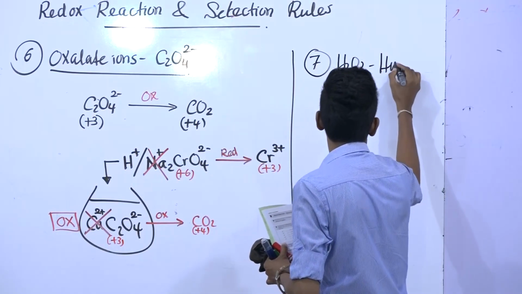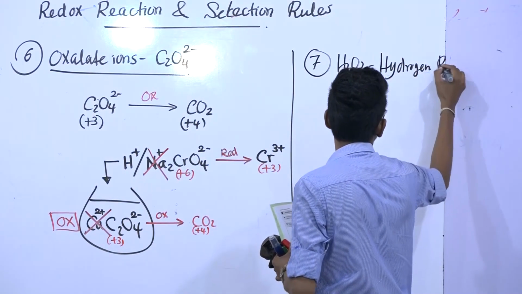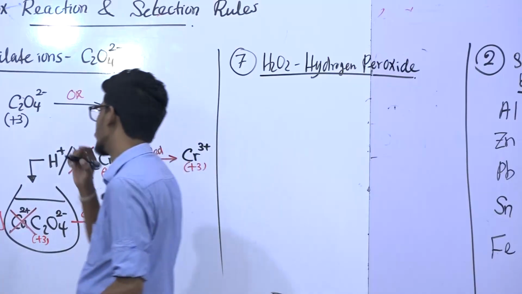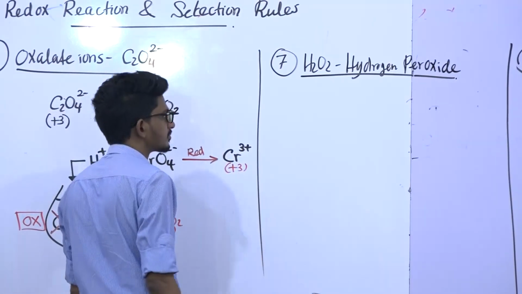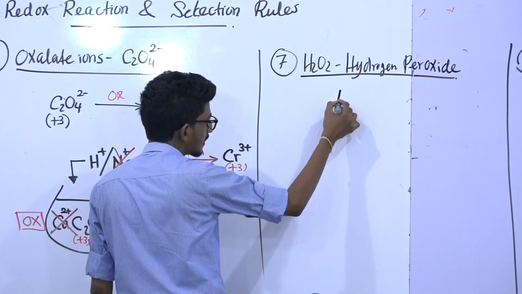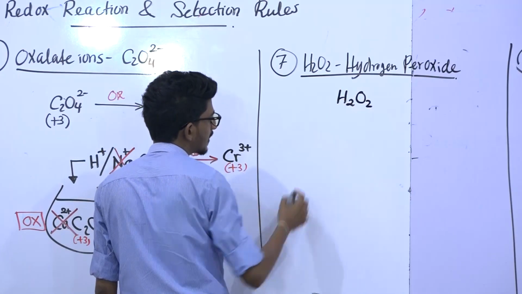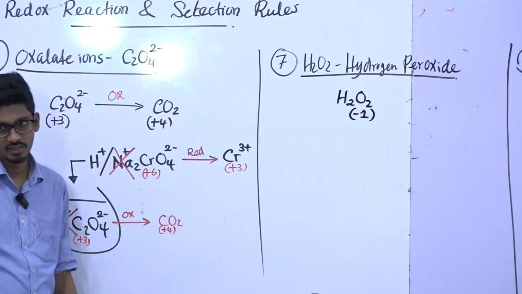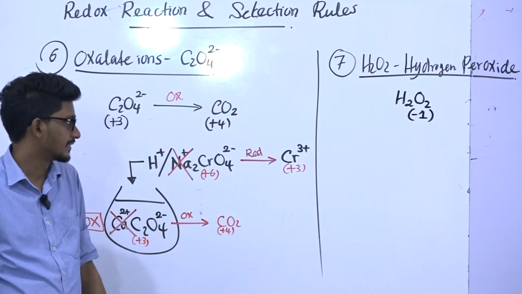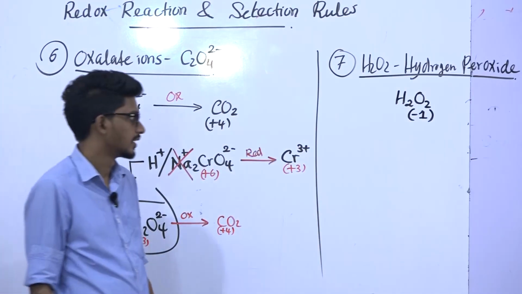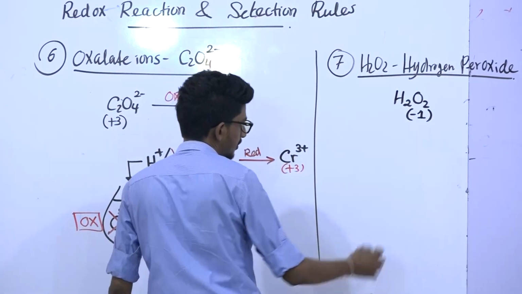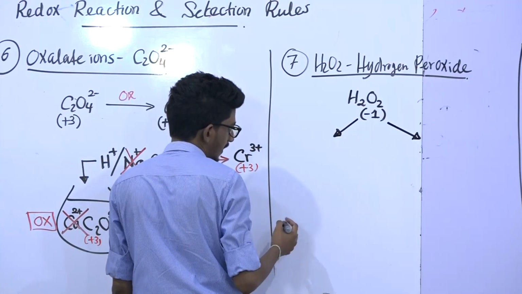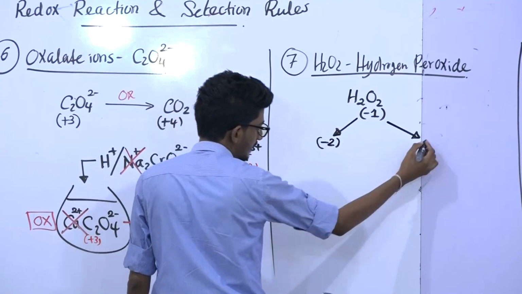H2O2, hydrogen peroxide, right? When it comes to H2O2, its oxygen is with -1 oxidation state. The oxygen of H2O2 is with -1 oxidation state, right? So that is not a stable oxidation state for oxygen. Oxygen has two very stable oxidation states. What are those? Those are -2 and 0.